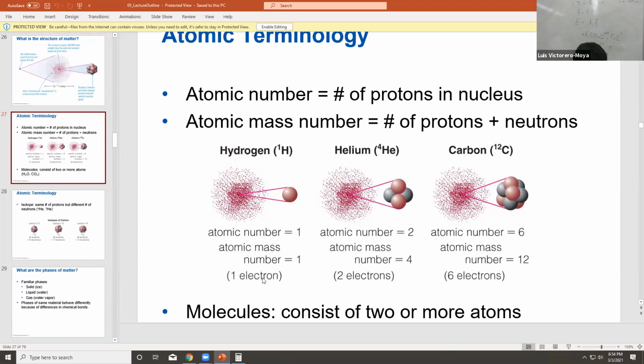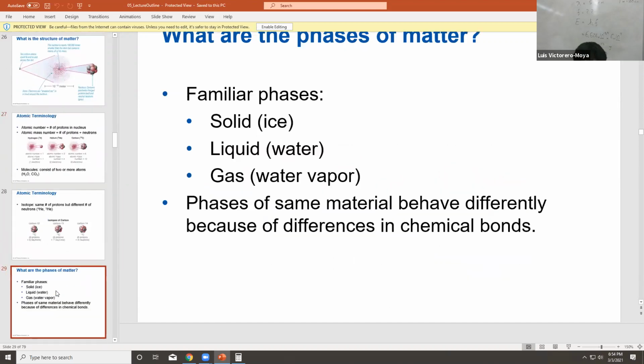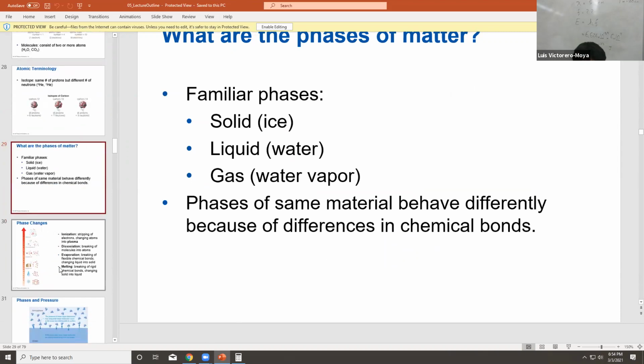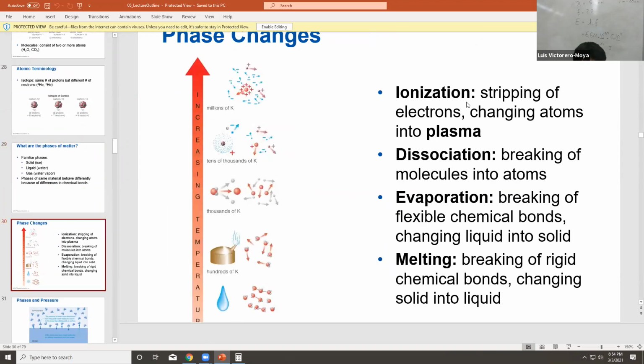Now, besides this, we're talking about matter now, right? The phases of matter. There's one missing there, right? Plasma. Familiar phases are solid, liquid, and gas. But we also have plasma. Here the ionization, right? When you give so much energy that you start stripping the electrons and you change them into plasma. Now, from lowest to highest, you have melting or fusion, right?